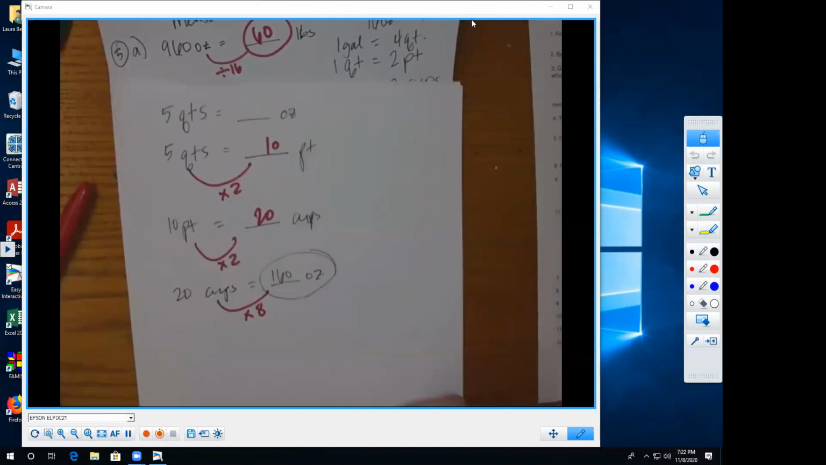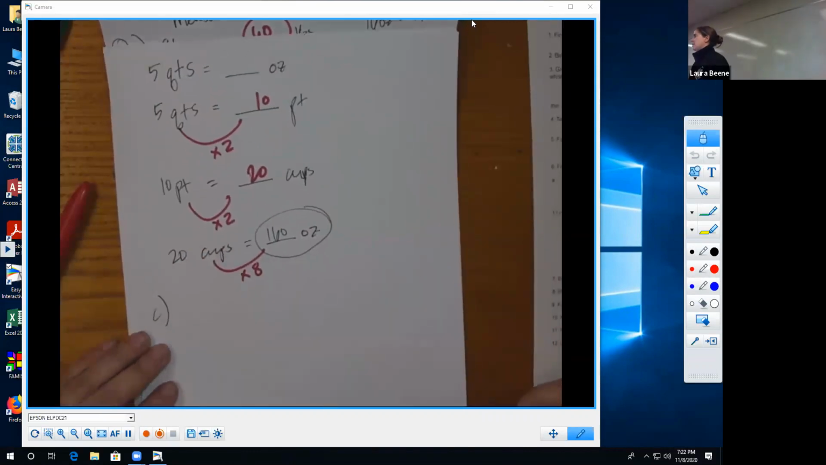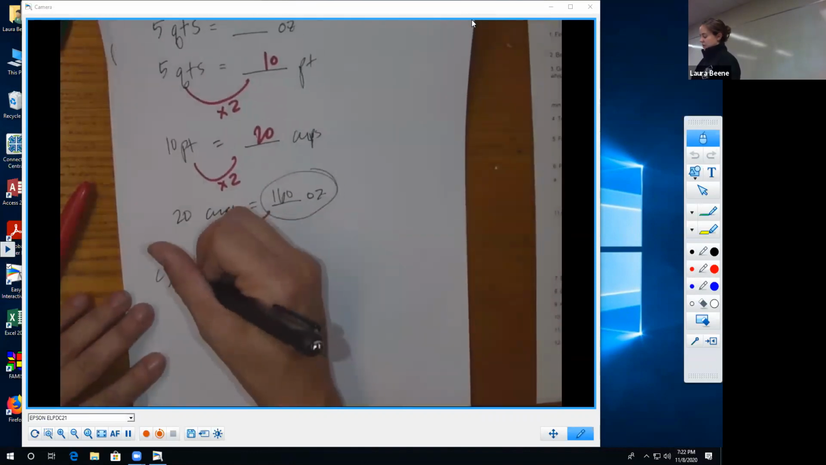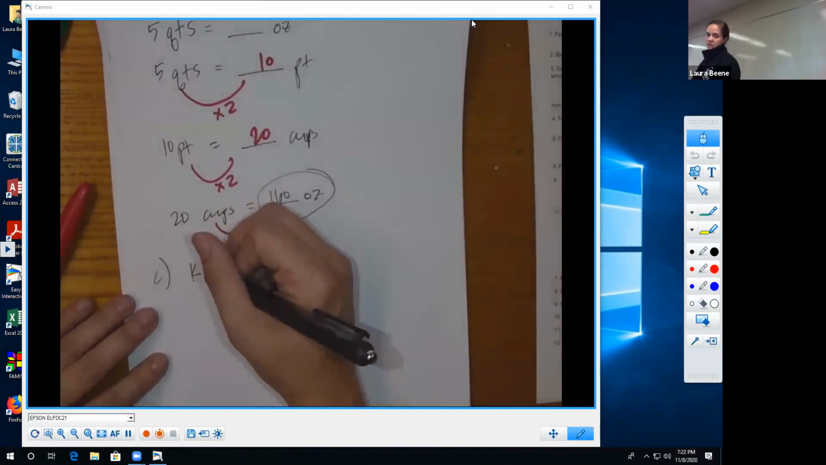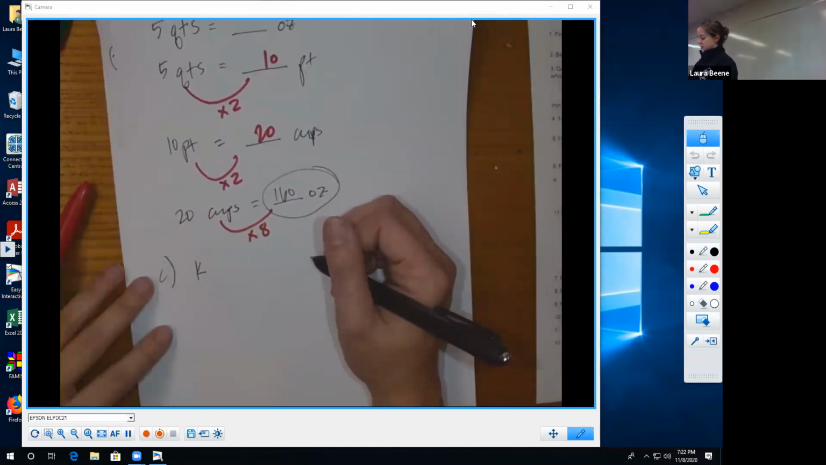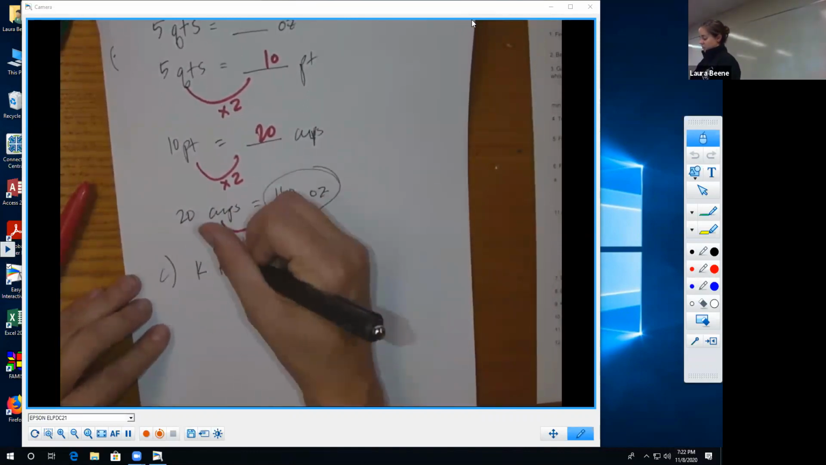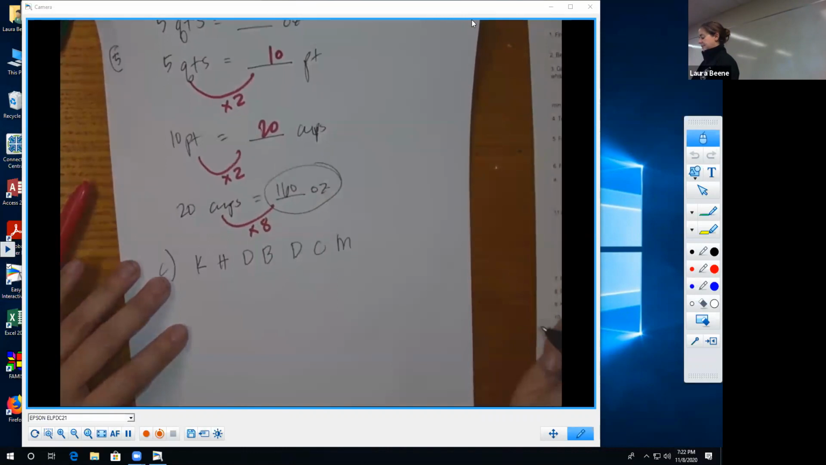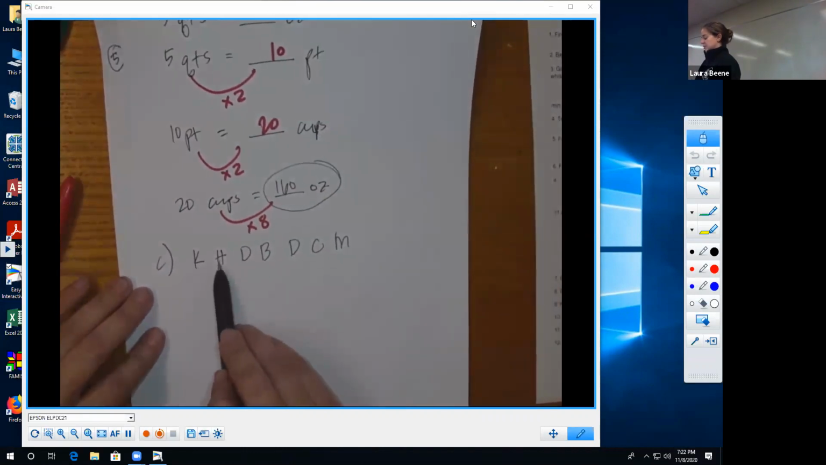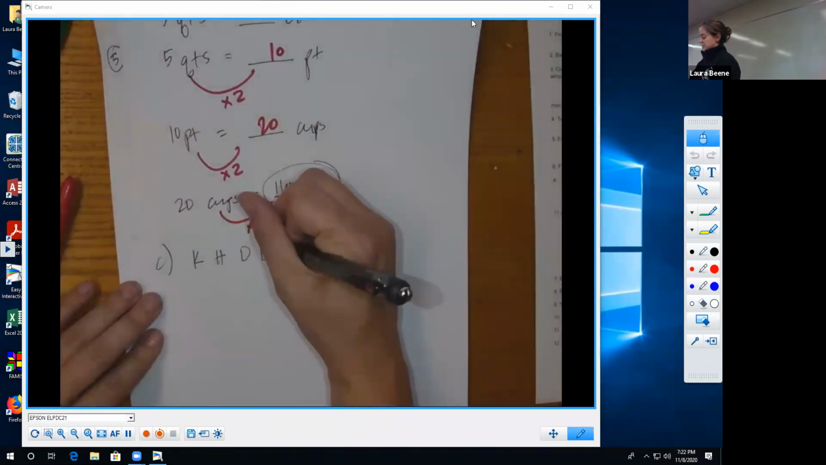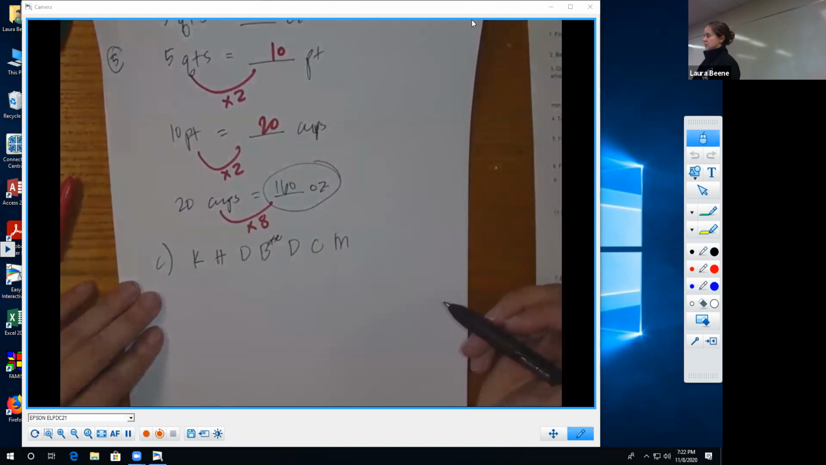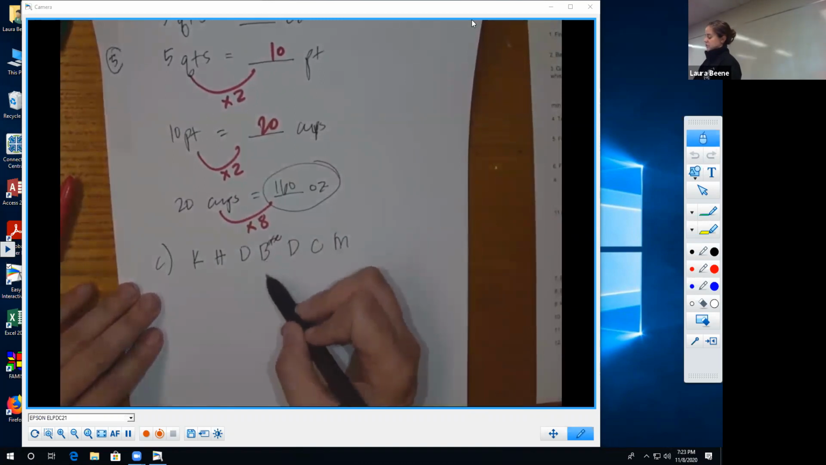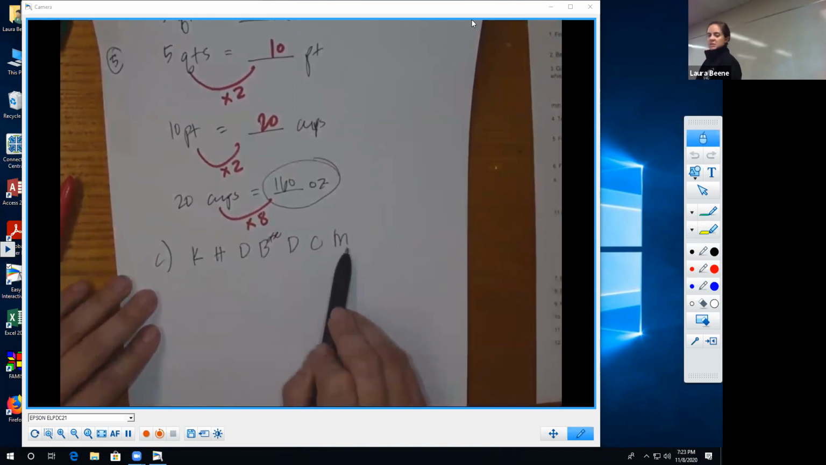For C and D, that is the metric conversions. So you need to know the prefixes for all the metric stuff. The way I learned it and remembered it was "kiss her daily because divorce costs money." The K is kilo, H is hecta, D is deca, B is the base, which is grams, liters, or meters. Those are your options for the base. D is deci, C is centi, M is milli.